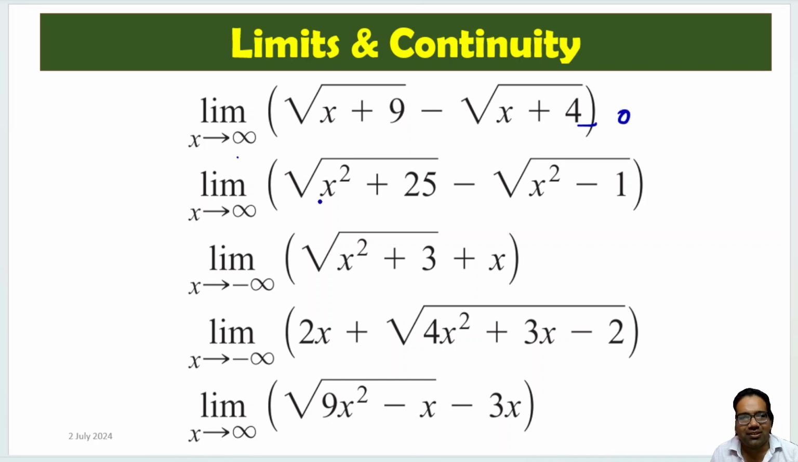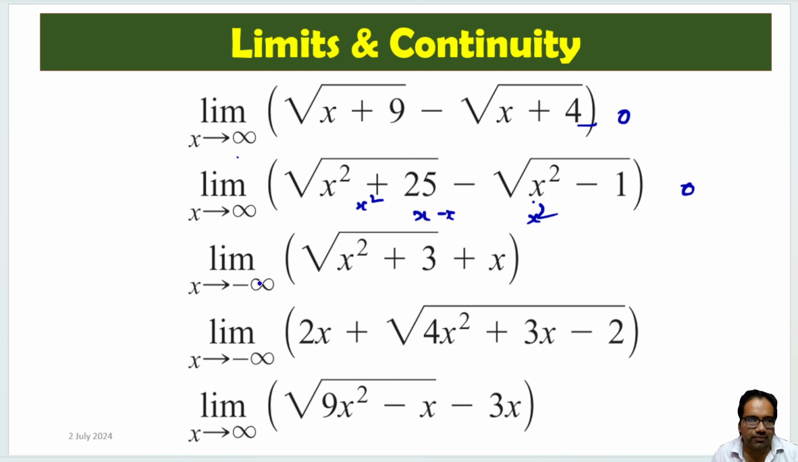This limit is 0. Similarly, when x is so big, then x square plus 25 is roughly equal to x square only. Similarly, in x square minus 1, this minus 1 doesn't matter. When x is so big, this is again equal to x square only. Right. When x is tending to infinity, the root of x square, which is x, minus x, is roughly tending to 0. We don't even need to go and do the algebraic proof.